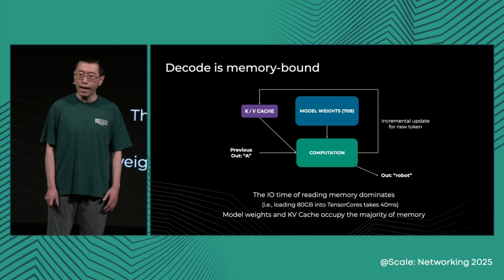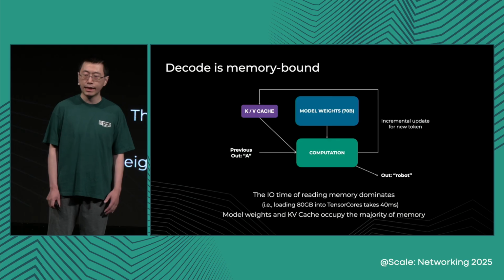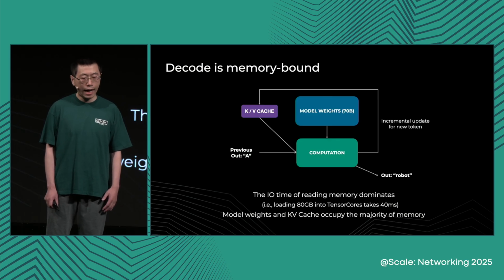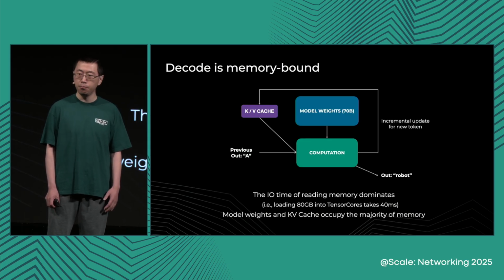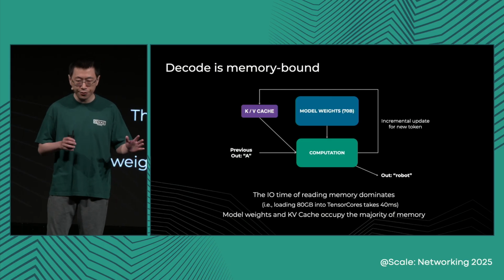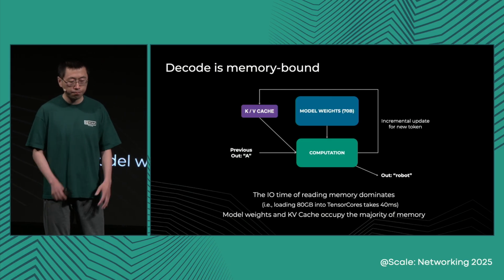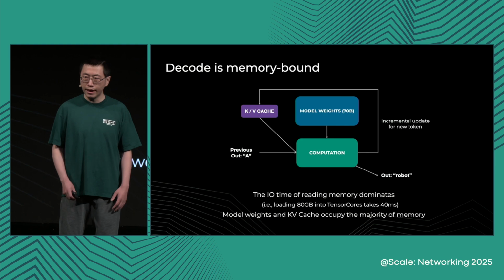Decoding, on the other hand, shows less impact from the compute complexity. Instead, the I/O time of reading memory dominates the overall decoding time. Model weights and the KV cache occupy the majority of the memory during decoding. With the model fixed, the KV cache size is determined by the sequence length and the batch size. Overall, decoding is memory bound.